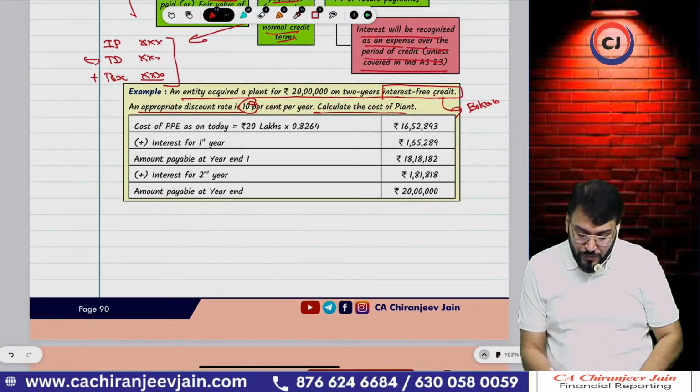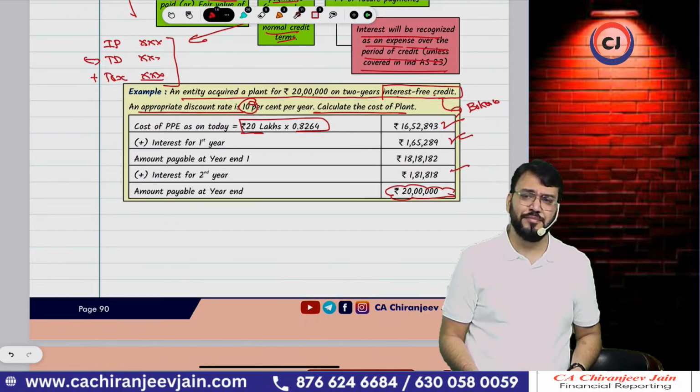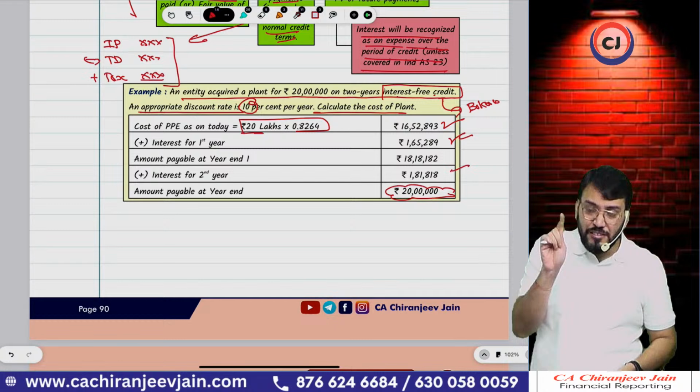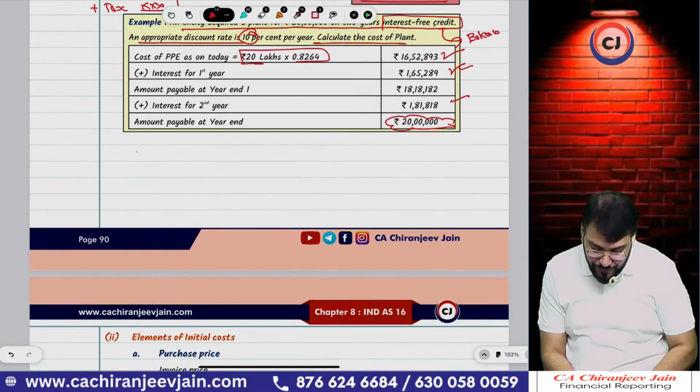So you need to find out cost price. That will be equal to 20 lakh into this. This you can calculate. First year interest will be added. Second year interest will be balancing figure. And the last amount will be 20 lakh. This though super easy, you have understood. But cost price will be what? 16 lakh 52,893. What will be first journal entry batao?